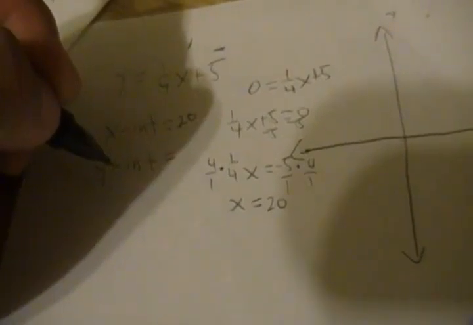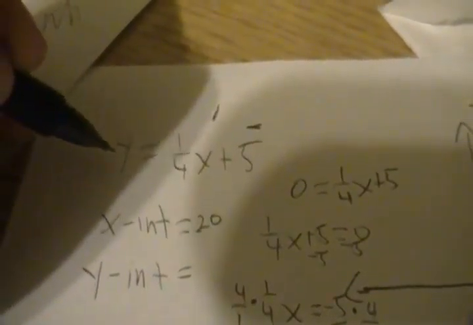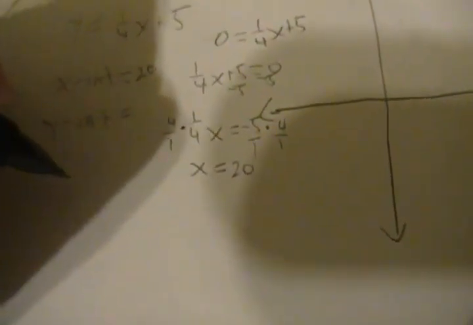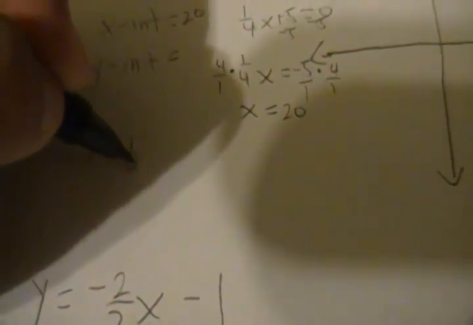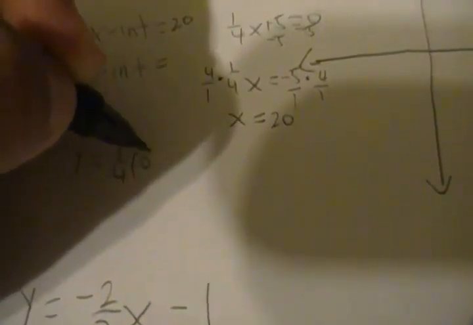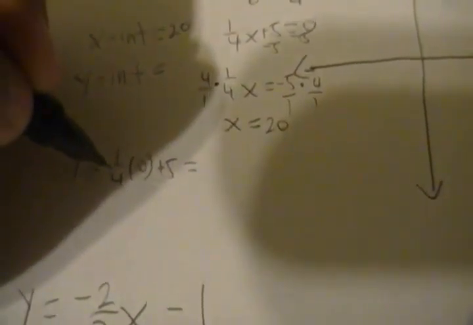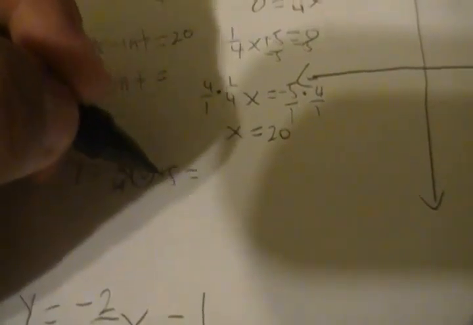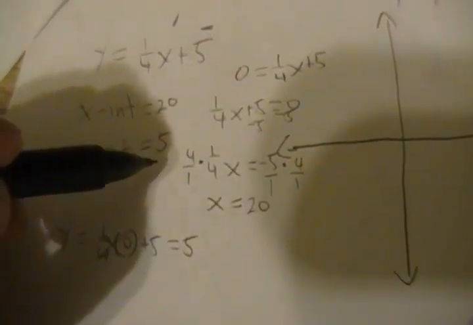Let's find the y-intercept. Now to find the y-intercept, we plug in 0 for x and we solve for y. So we have y is equal to 1/4 times 0 plus 5. So this becomes 0, so what we have left over is just 5. So the y-intercept is much easier to find, and it's 5.